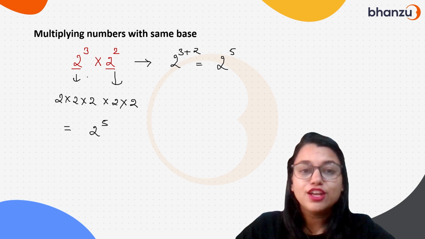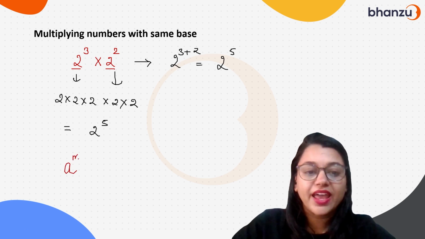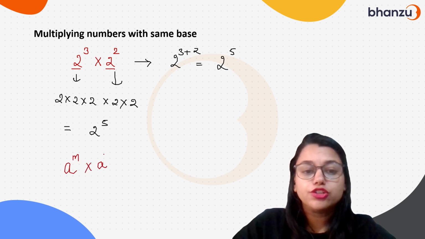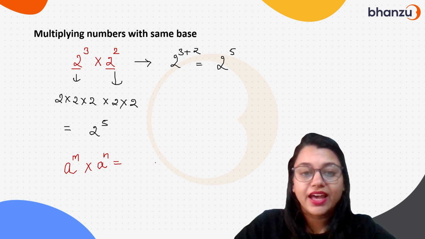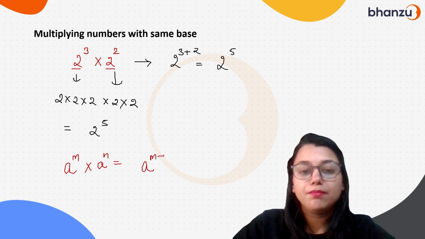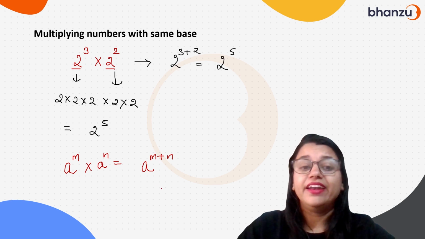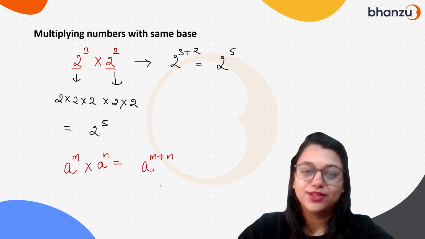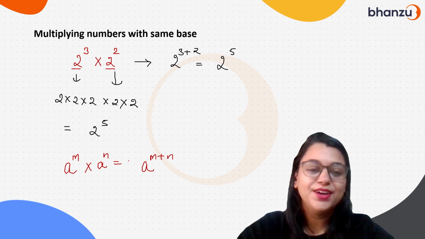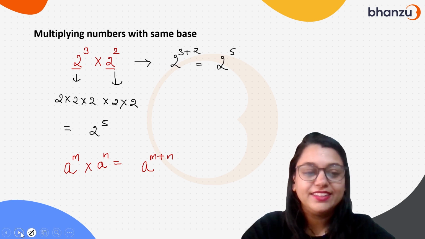Alright. So students, here we can generalize this and write the formula as a raised to the power m into a raised to the power n can be written as a raised to the power m plus n, where a is a non-zero integer and m and n are whole numbers. Alright? Wonderful. Now let us see the next topic here.